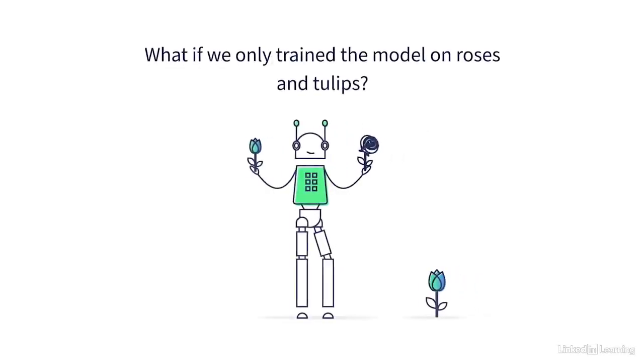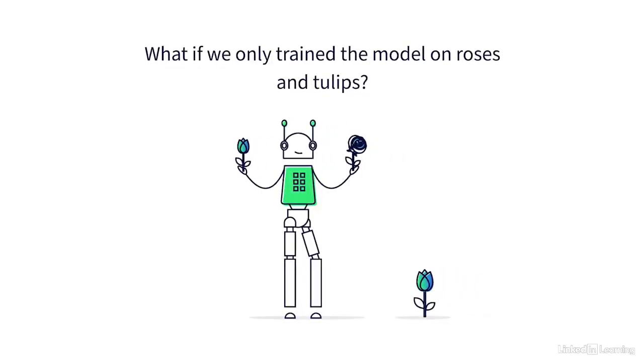What if we only trained our flower image classification model on images of roses and tulips? What would the model learn from that data? What would we be teaching it? What do you think would happen if we asked the model to identify a picture of an orchid?